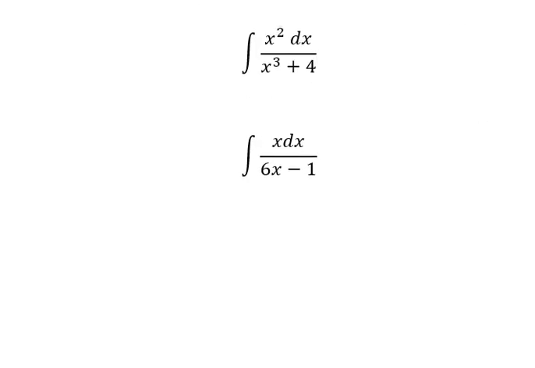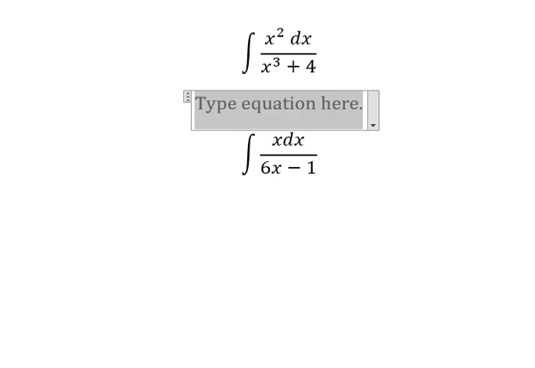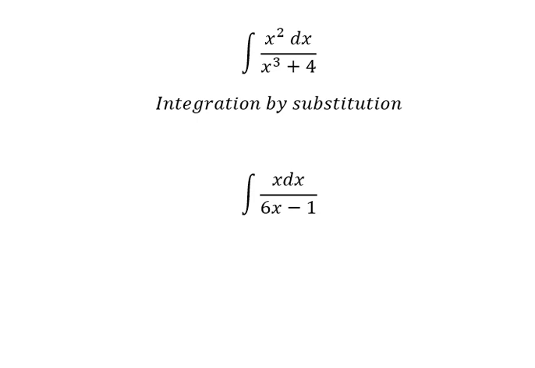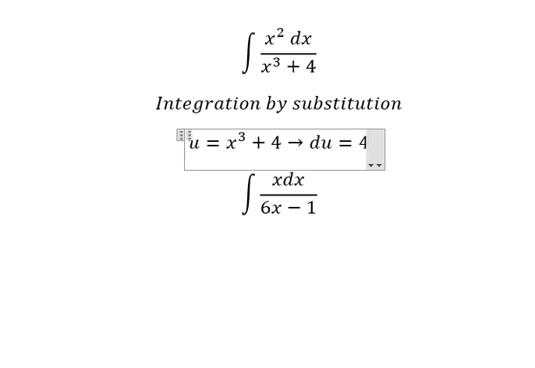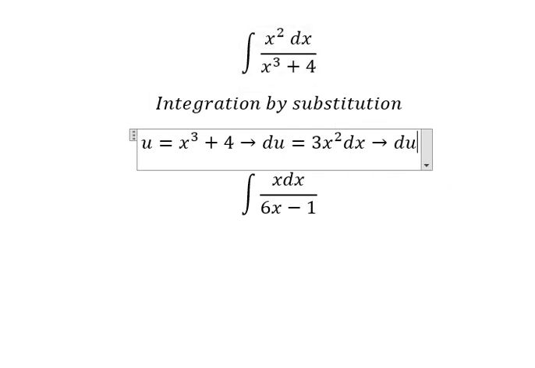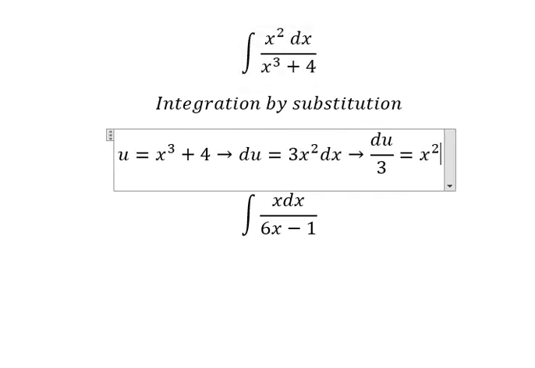Question number 2. We need to use integration by substitution. So I will put u equals x to the power of 3 plus 4. Later, we need to first take the derivative of both sides, and we have it like this. Because we don't have 3, we need to divide both sides by 3.